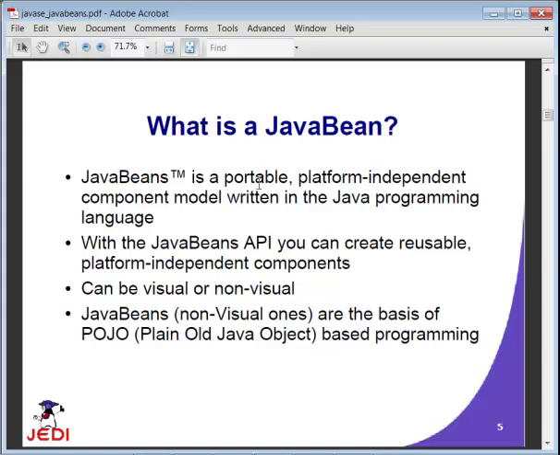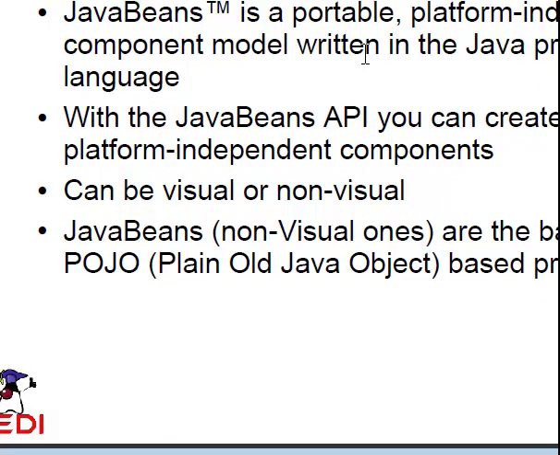So JavaBean is a portable, platform-independent component model written in the Java programming language. Once you build, for example, the Hello World bean, or a text view component, or a text edit component, those components could be used on different platforms. The same bean object could be used on, let's say, a Windows platform, Linux platform, or Mac platform, it doesn't matter. So this is what we mean by platform-independent components. As we talked about, it could be either visual or non-visual.